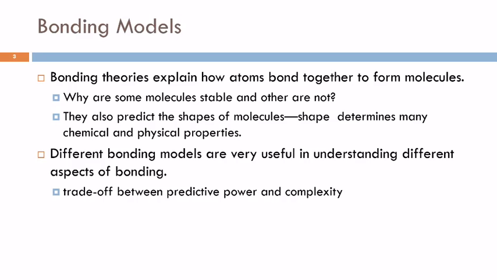We have different bonding models, and there's a trade-off between predictive power and complexity. You can have a very simple model like the Lewis model, easy to understand, but its ability to predict things is limited. It works in certain circumstances. You can have a very elaborate model that works for everything, but then it's really difficult to understand. So there's a trade-off. They're useful in different situations.